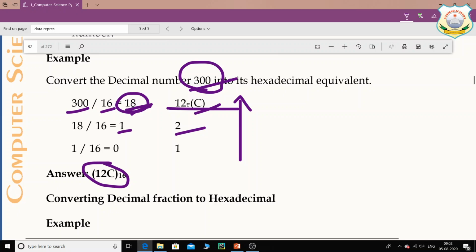So please, if the remainder is 10, you're going to take this as A. If it is 11, you're going to take this as B. If it is 12, C. And that is what you're going to write in the answer. You're not going to write like 1, 2, because the remainder is 12. So that is what? C. So you're going to write that symbol C. That is very important.